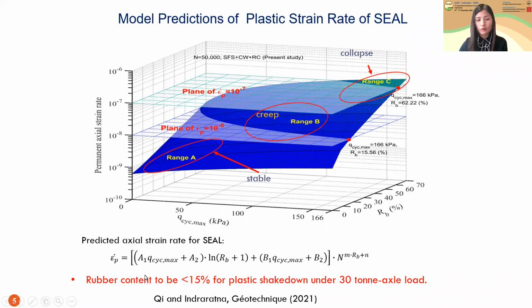Interestingly, we also found that if we keep the rubber content less than 15%, the mixture will attain plastic shakedown under the 30-ton axle load. So if we run trains with a 30-ton axle load, it's better to keep the rubber content less than 15%.